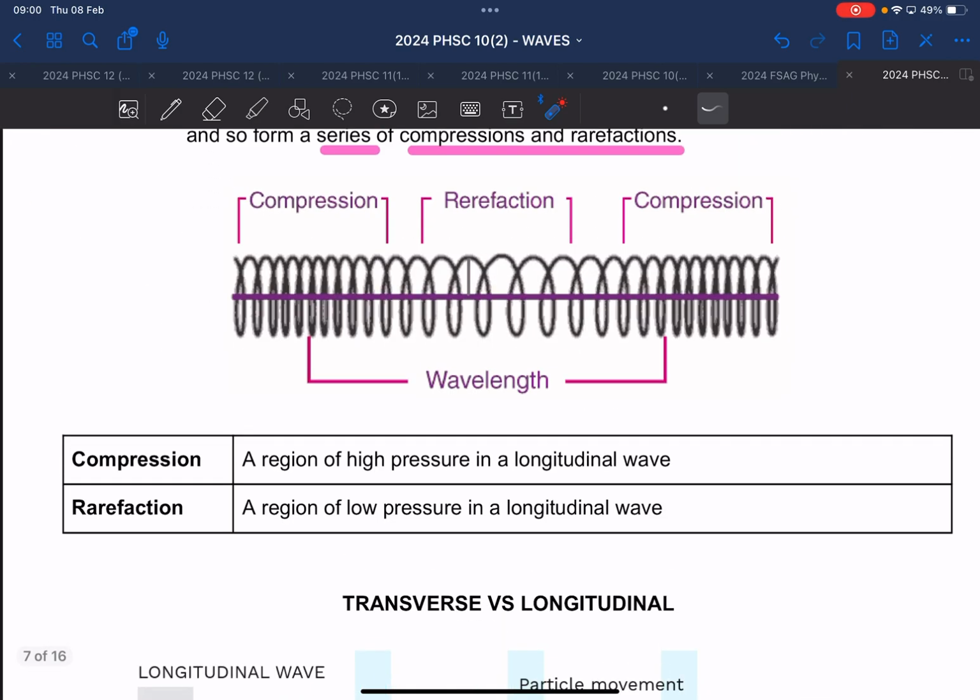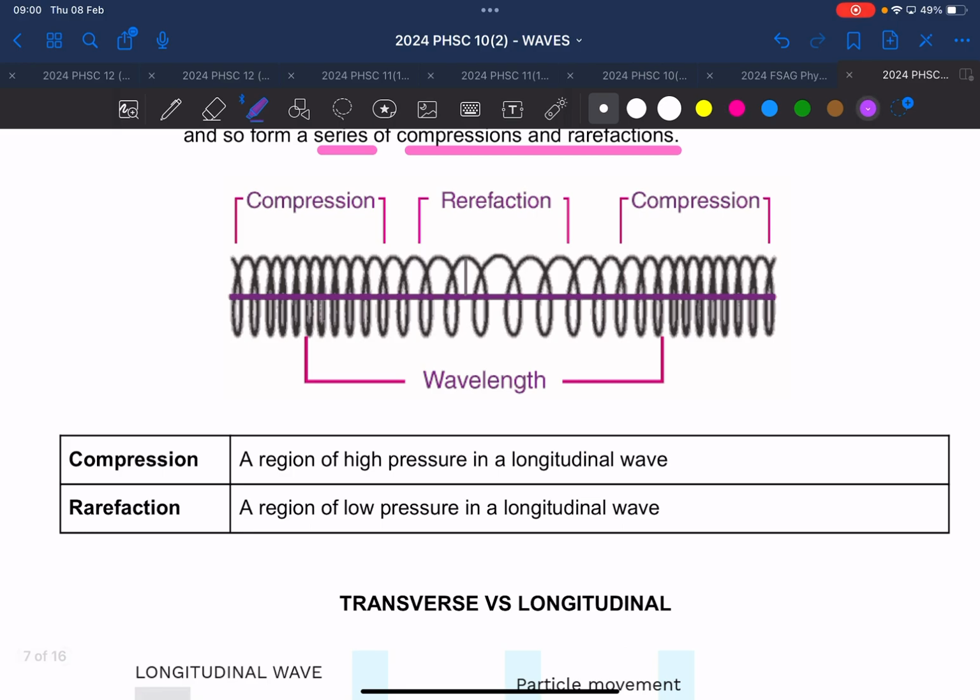So what is a compression? Here's the definition. A compression is a region, or an area, of high pressure in a longitudinal wave. And a rarefaction is an area of low pressure. Pressure is just how close the particles are together. So in everyday language, you'll say a compression is where they are tightly packed, and a rarefaction is where they are far from one another. But this is just formal language.